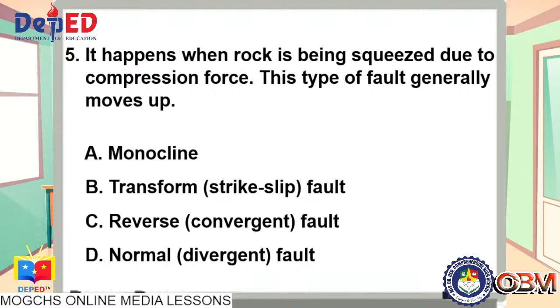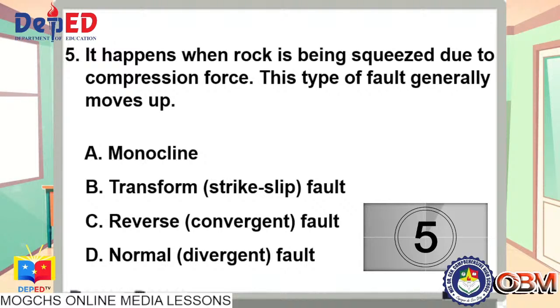Number 5. It happens when rock is being squeezed due to compression force. This type of fault generally moves up. Letter A, monocline. B, transform fault. C, reverse fault. Or letter D, normal fault.